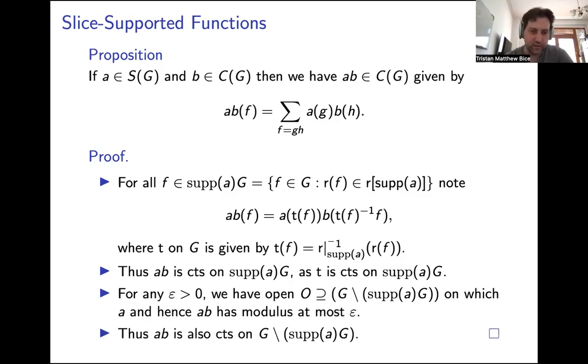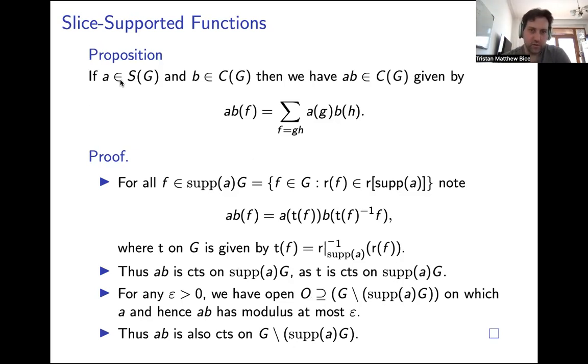So, slight correction there. I'll try and correct that in the notes. Once you know this, you've shown it's continuous on this set. You've shown it's continuous on the complement of that set, or indeed an open set containing the complement. Therefore, it has to be continuous on the whole of your groupoid, and you're done. Okay, so that's good.